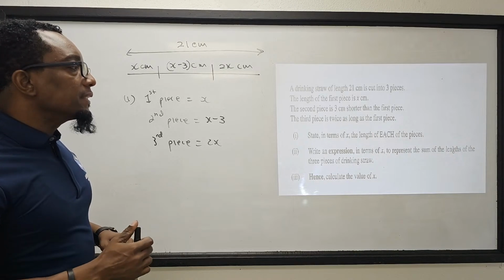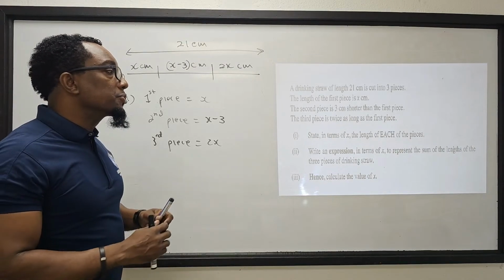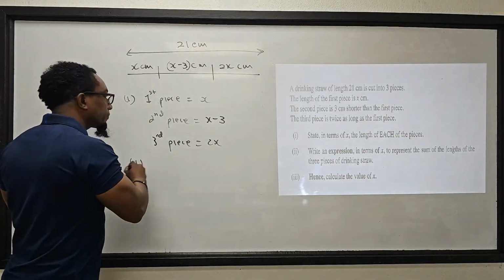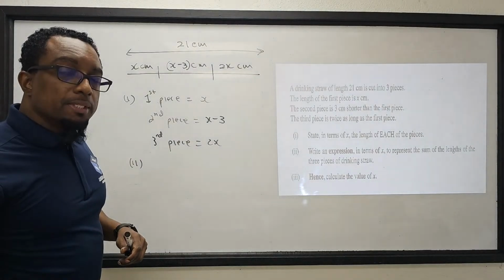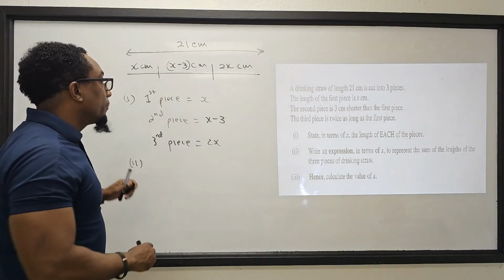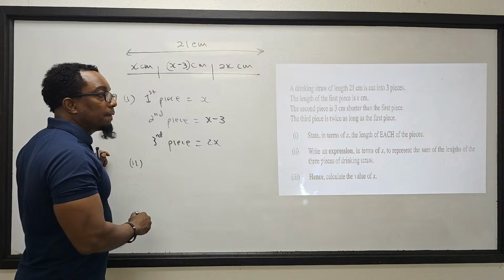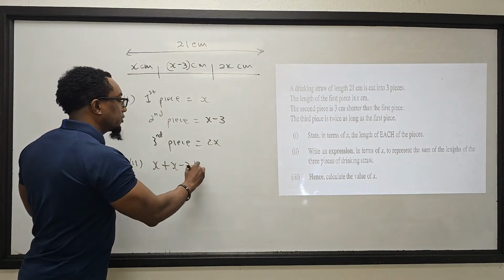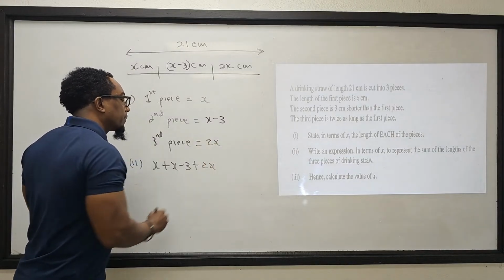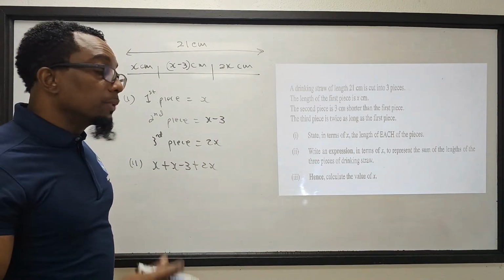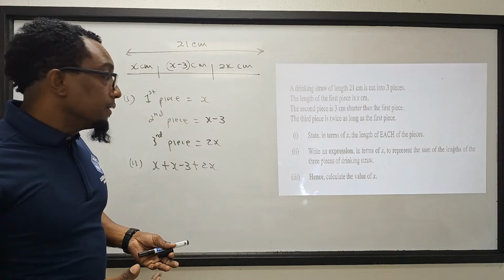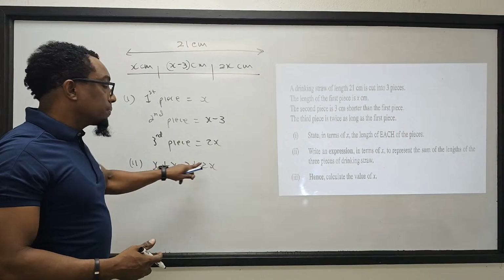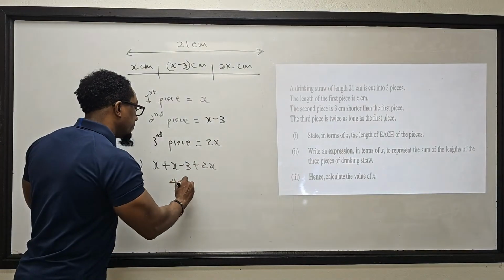So, they want us to write an expression in terms of x to represent the sum of the lengths of the 3 pieces. If they want an expression, remember an expression is not an equation. So we want to write an expression to represent the sum of the lengths: x plus x subtract 3 plus 2x. That's the sum of the lengths, which you can simplify further. x plus x is 2x, 2x plus 2x is 4x subtract 3.